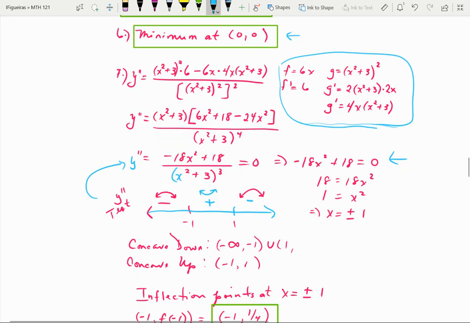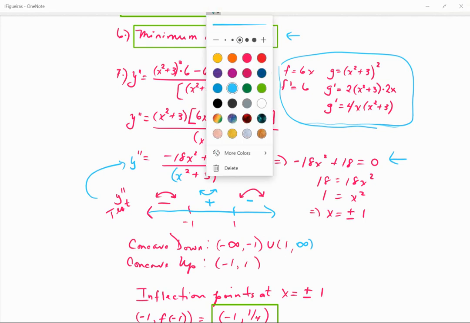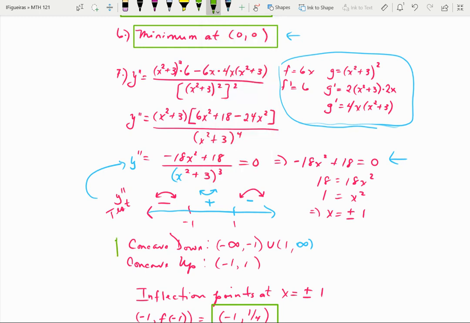So in summary, it is concave down from negative infinity to negative 1, and then from 1 to infinity, and it's concave up in between negative 1 and 1. Since I seem to have lost some of this, let me just put my green box around this as well, because this will be important to help us graph this later on.